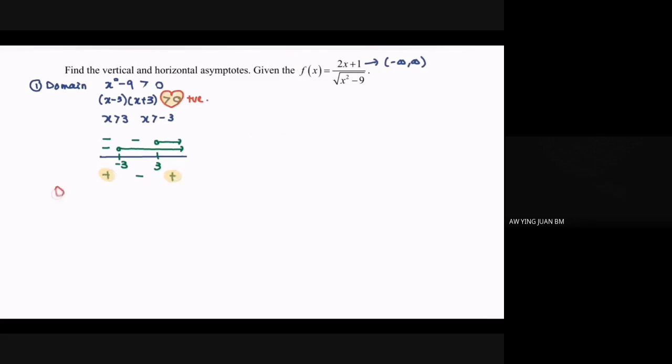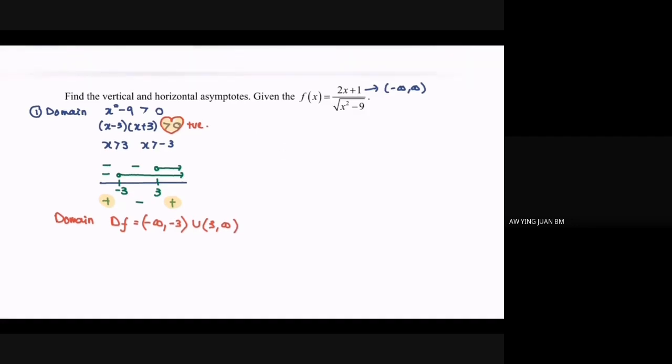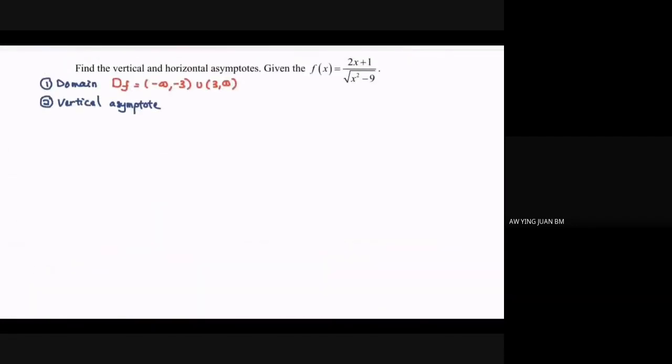Finally, the domain for the function f would be negative infinity until negative 3, where negative 3 is not included, union 3 until infinity, where 3 is not included. So this is the step to identify the domain. Second step, we are going to find the vertical asymptote. So in this case, kindly refer to the domain. So in here, from the domain, we have two vertical asymptotes: x is equal to negative 3, x is equal to 3.